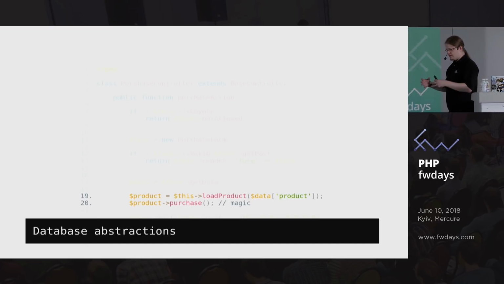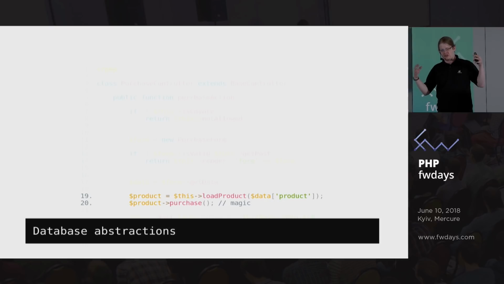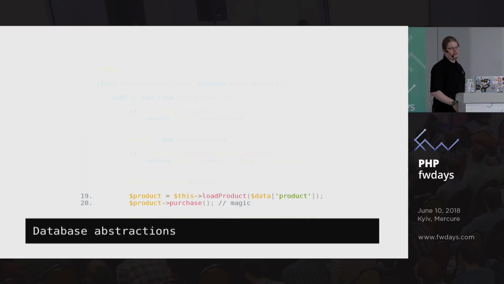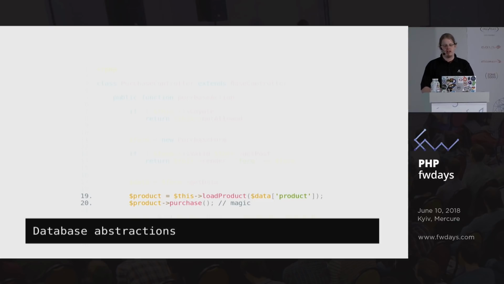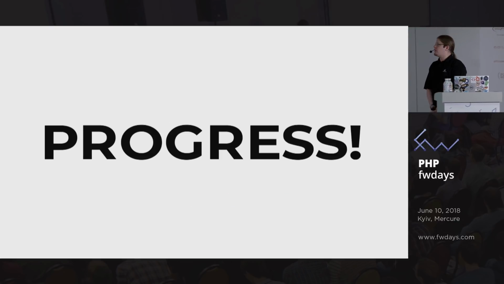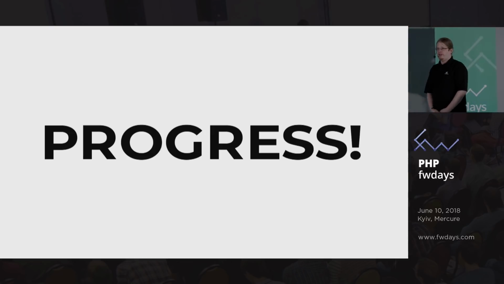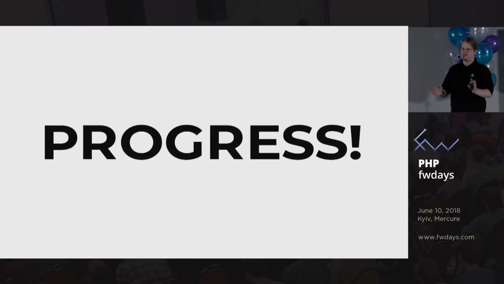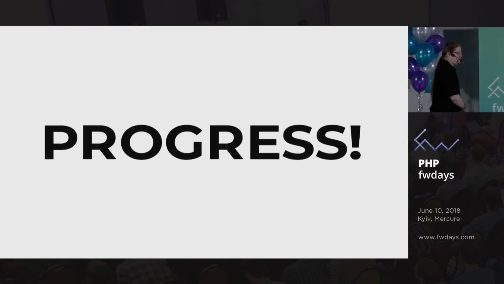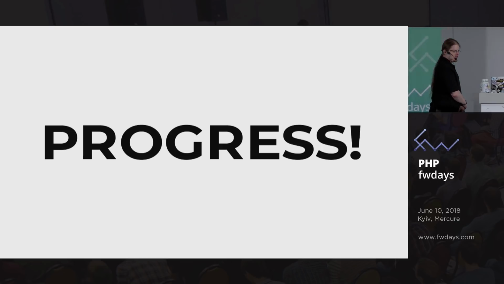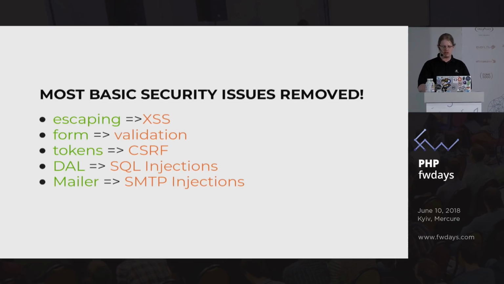But we have some kind of abstraction that allows us to say, this is how we fetch a record, and we don't have an attack vector in that area. This is progress. This is good progress, I think. So after just 4 or 5 years of writing random stuff, we start writing some relatively structured stuff, and we got rid of a lot of security issues.